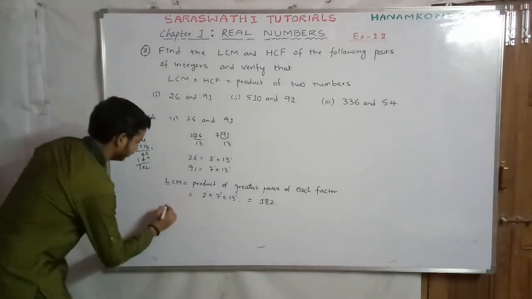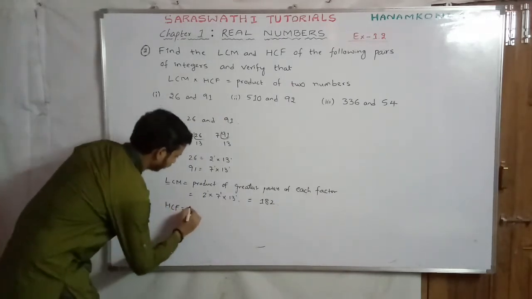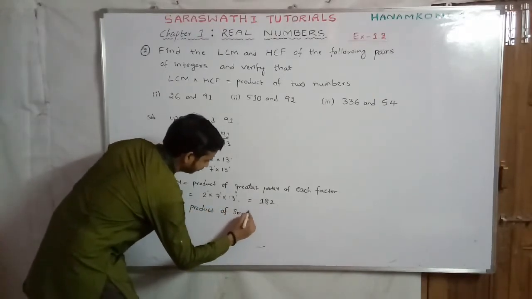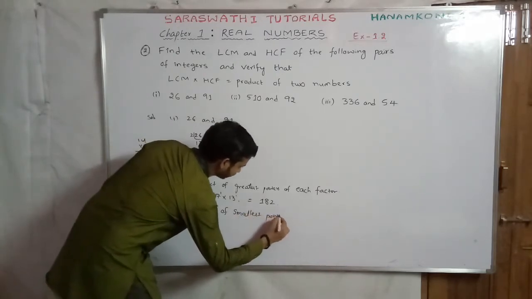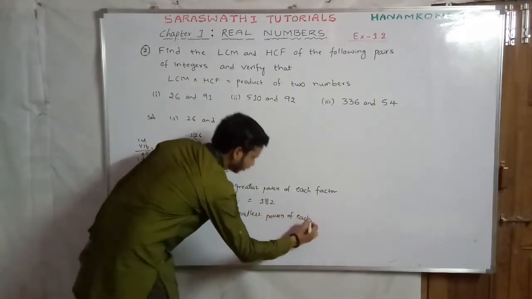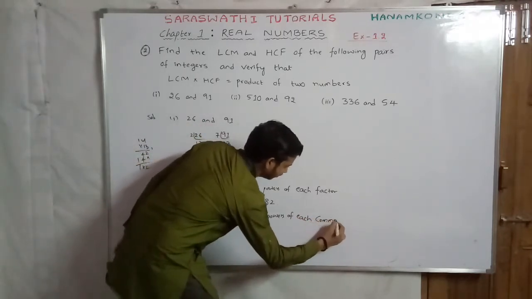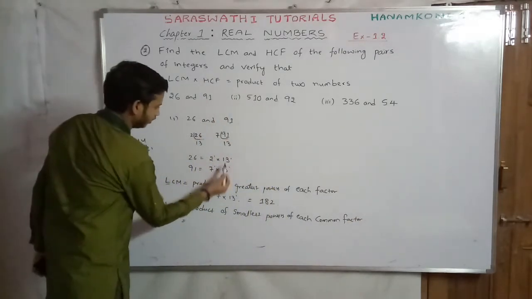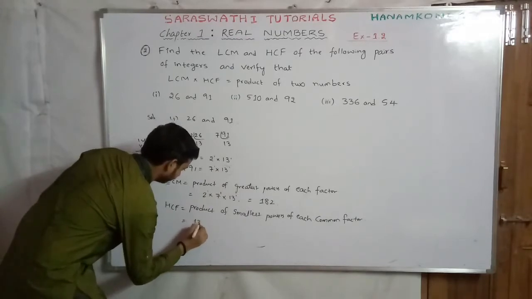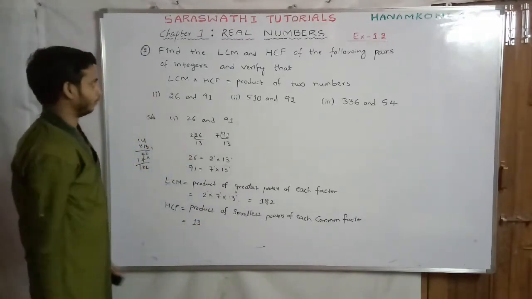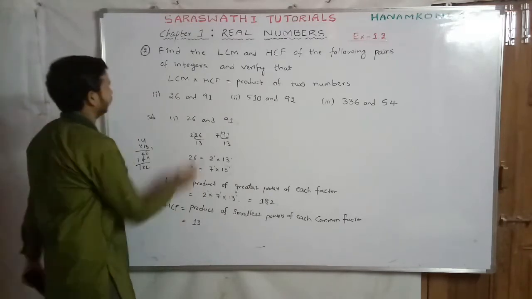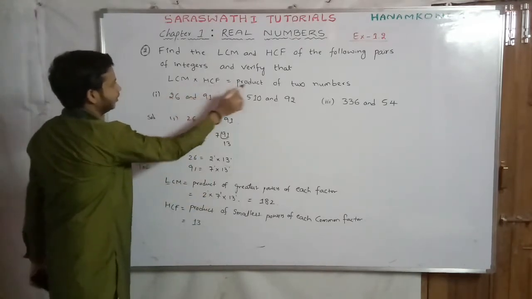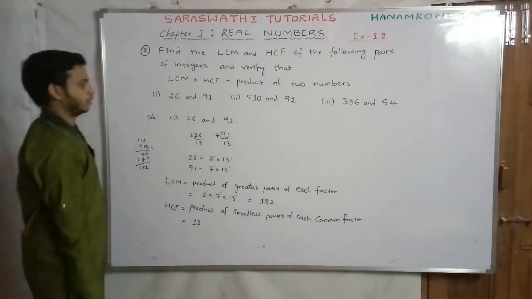And now find the HCF. The HCF equals the product of the smallest powers of each common factor. The only common factor here is 13, that is 13 power 1, so 13 is the HCF. So we have found the LCM and HCF of the given pair of integers, and now we have to verify that LCM into HCF equals the product of the two numbers.